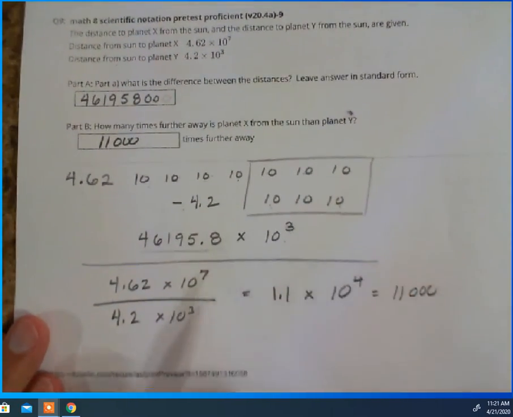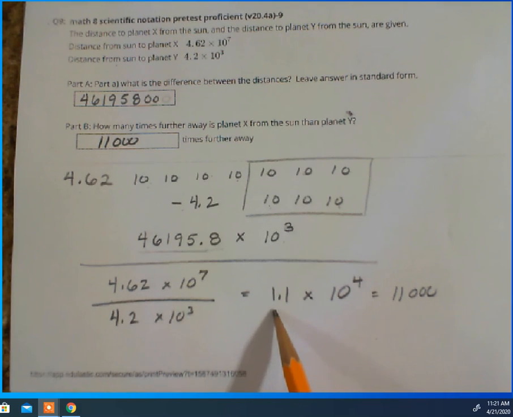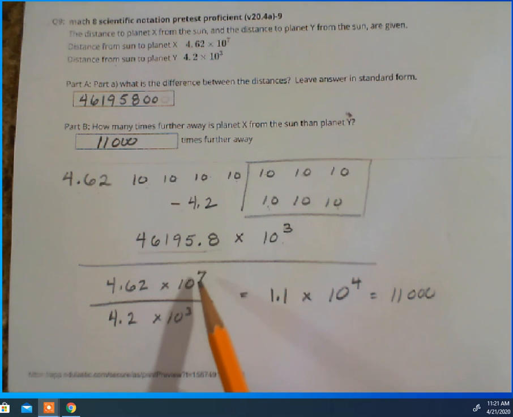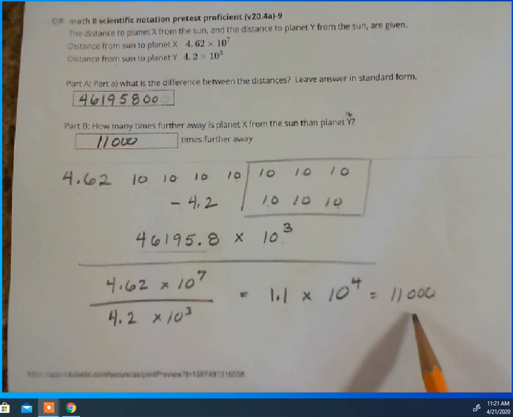And now it also wants to do how many times greater or further away. So I do big over small, big over small. So I did 4.62 divided by 4.2, and that gave me 1.1 times 10 to the 4th, because I have 10 to the 7th over 10 to the 3rd. That's going to give me a 10 to the 4th. So 1.1 times 10 to the 4th is 11,000.